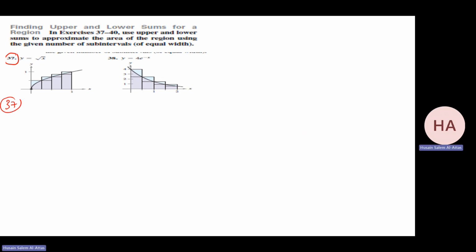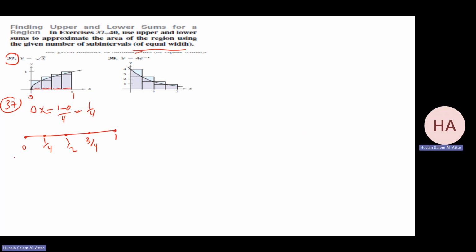If equal width, use upper and lower sum to approximate the area of the region bounded by this, with the given number of subintervals. How many subintervals do they have? 1, 2, 3, 4. So my n is 4, and it's from 0 to 1. So my delta x will be 1 minus 0 over 4, so it will be 1 over 4. I think it's good to put it this way: 0, 1 over 4, half, 3 over 4, then 1.